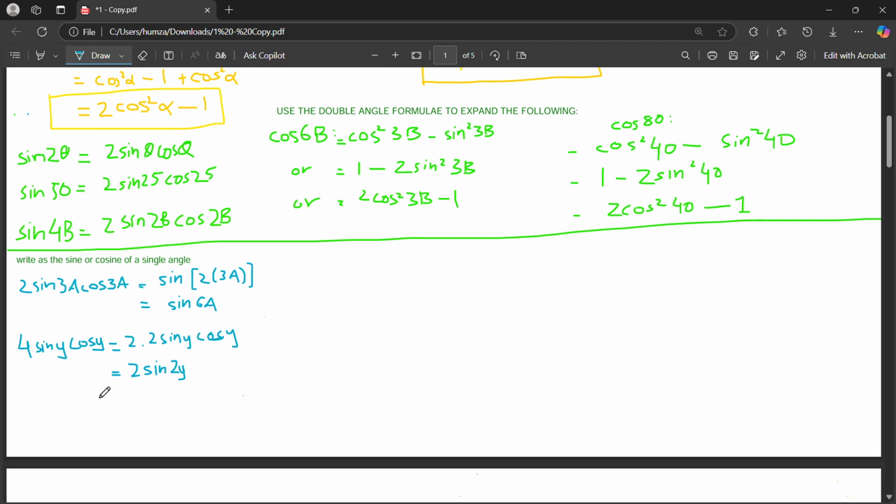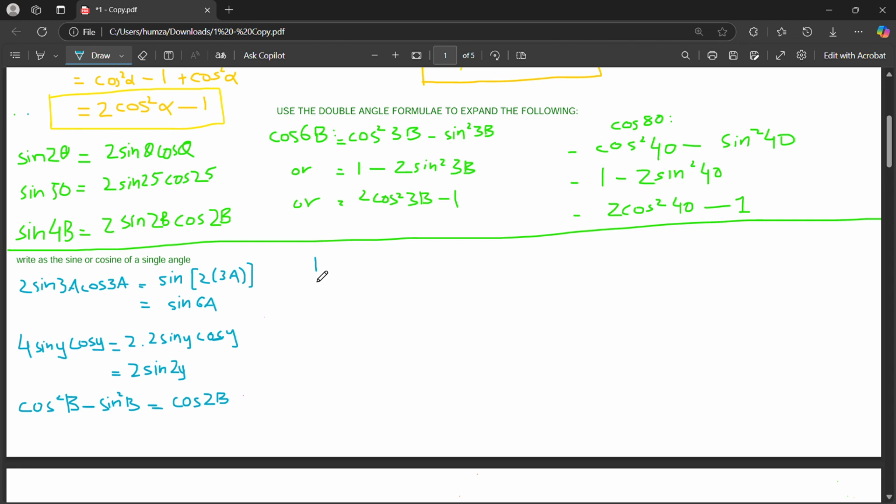Now another example can be your cos squared b minus sin squared b. This is the rule number 1 for cos 2a. So this will be equal to your cos 2b, because the angle here we are using is b.